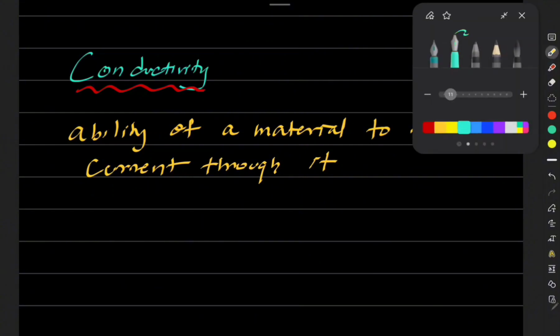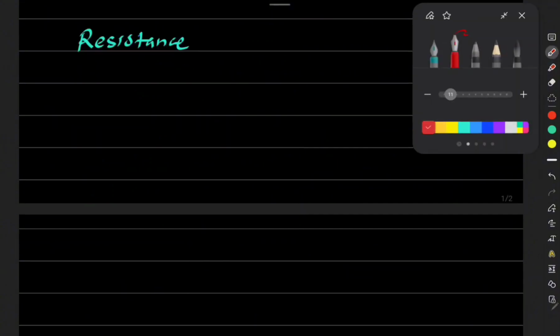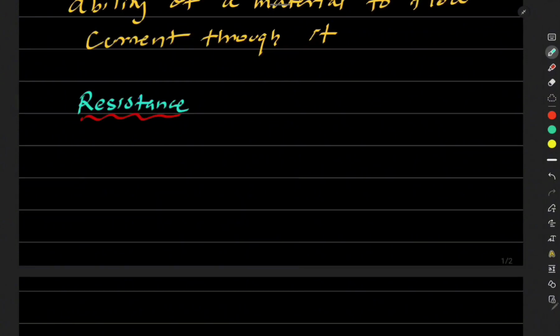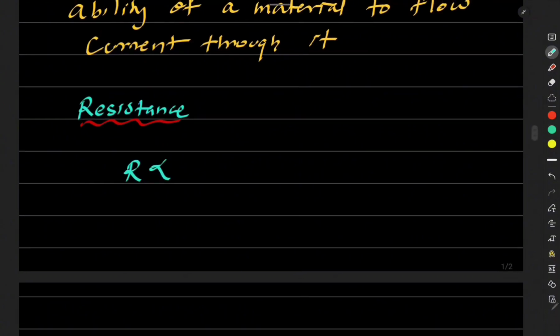The next one is resistance. What is resistance? Resistance means blocking something. Now let's derive an expression for resistance. Resistance R is directly proportional to the length and inversely proportional to the area. If the length increases, resistance increases. If the area decreases, the resistance increases.